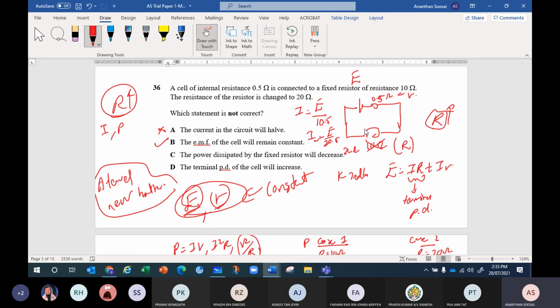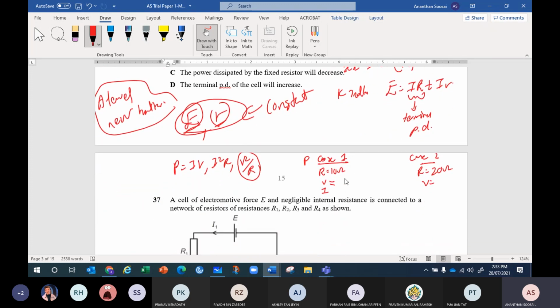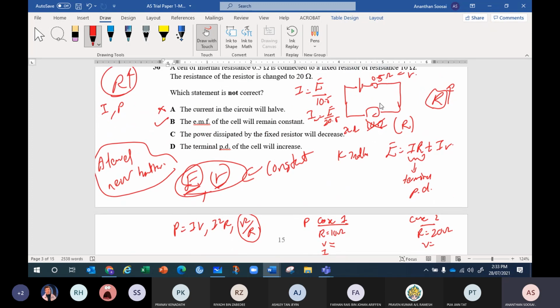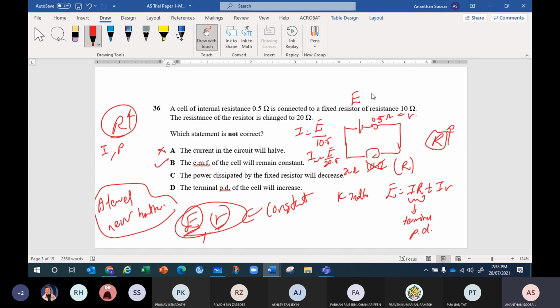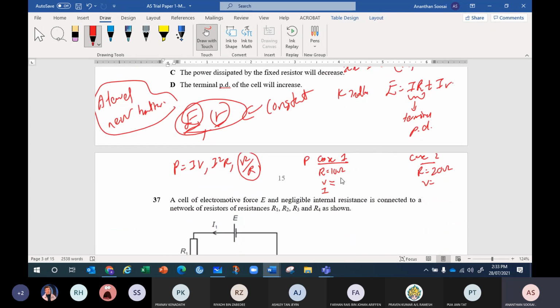First case, this is 10 ohm, 0.5 ohm. The 10 ohm and 0.5 ohm share the EMF E, right? So the 10 ohm takes how much? The ratio, right? 10 over the total resistance. 10 over 10.5 times E is the voltage for the first case utilized across the fixed resistor.